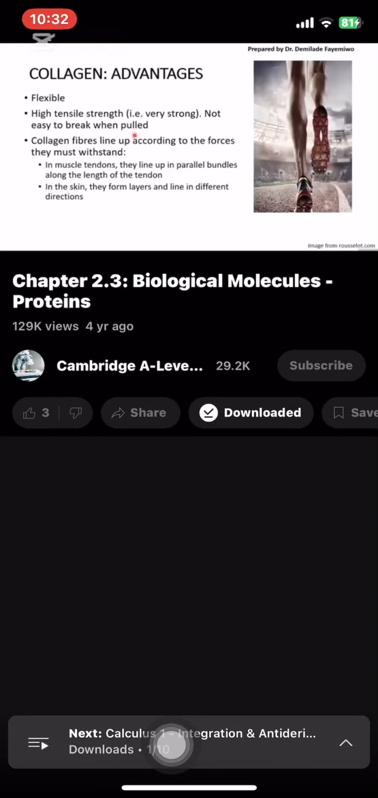So just to share some advantages of collagen, it is a very flexible protein. It has high tensile strength, which means it is very strong and not easy to break. So it's very hard for you to break your muscle, no matter how hard you try. You can cause a tear in your muscle when you lift heavy weights, but that doesn't mean you break them. Collagen fibers also line up according to the forces they must withstand, which means they are arranged in a way to maximize their structural function so that they do not cause any problems in terms of structure to that tissue.